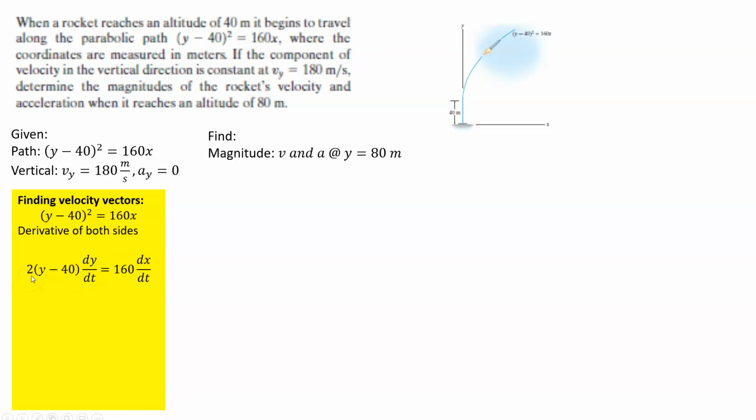Here we have 2 times (y minus 40) dy over dt. Again, we're still going to apply a lot of our rules for derivatives. And the derivative of 160x is going to be 160 dx over dt. Notice everything's done with respect to dt in this example. So it's no dx dx's, no dy dy's.